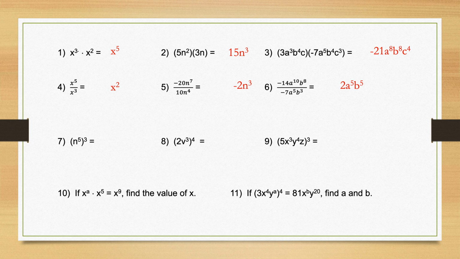Okay, let's try numbers 7, 8, and 9 now. Number 7, pretty direct. The first column is real simple, straight out of the textbook. N to the 5th to the 3rd, when I raise a power to a power, I multiply. That's n to the 15th. Next one, I've got to raise the 2 to the 4th power as well as the v to the 3rd. So 2 to the 4th is, oh, look, I didn't do that.